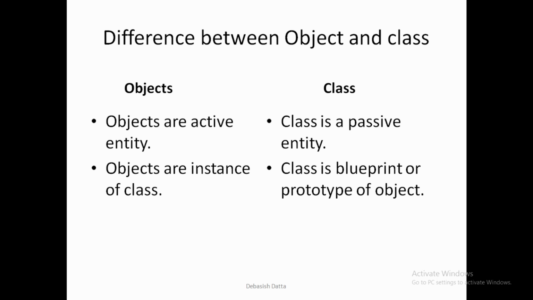Now, an object is an instance of a class, and I have already said that a class is the blueprint or prototype or the skeletal structure of an object.